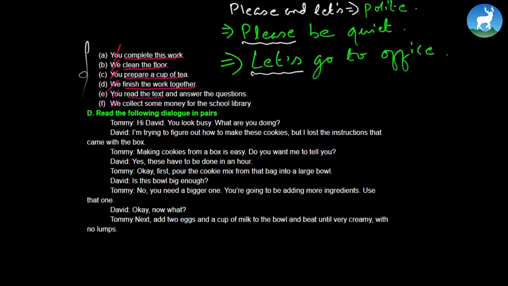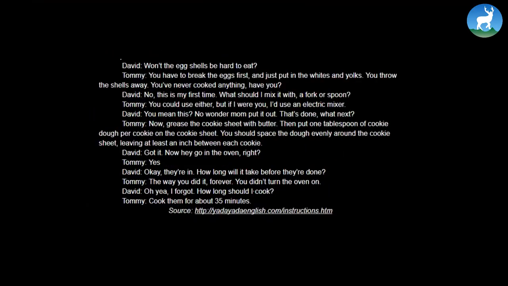So here they are trying to make a cookie. You like cookies? Well, I find it kind of tasty. Cookies are good to eat sometimes.